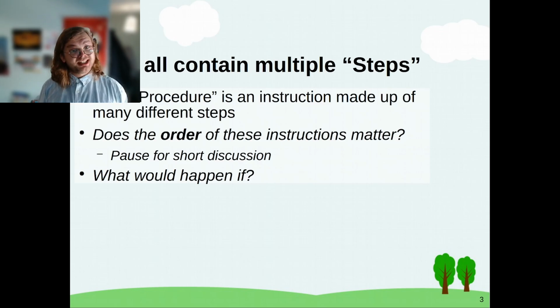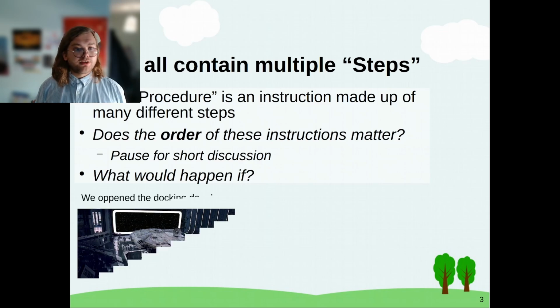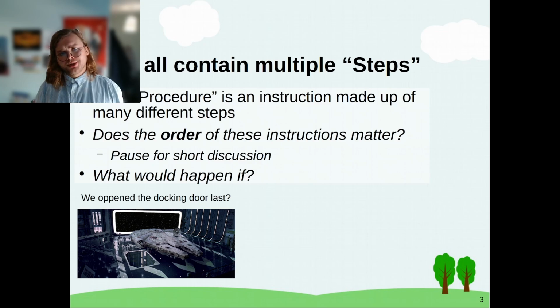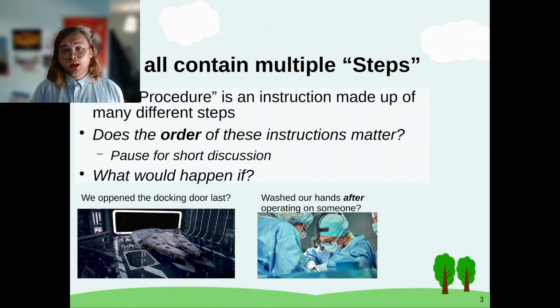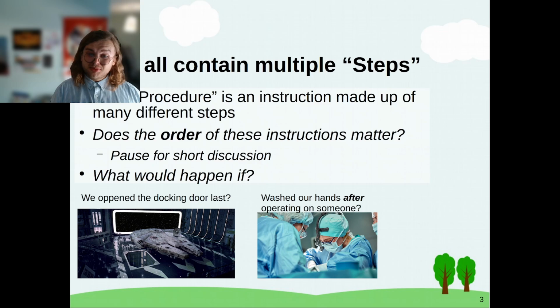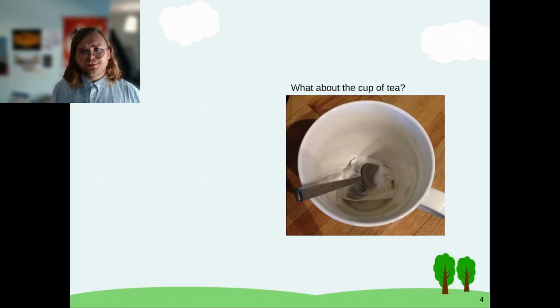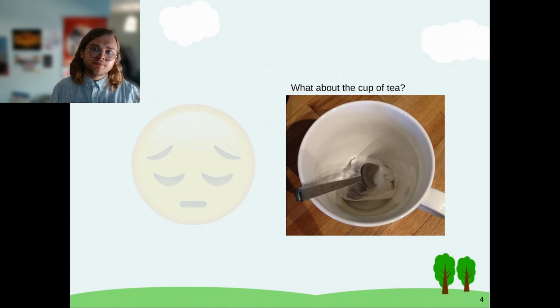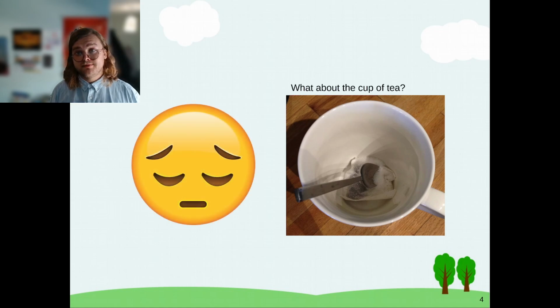Now, the next question is, does the order of these instructions matter? Right? So, for instance, what would happen if we opened the docking door last? Well, we'd probably annoy Chewie. Or wash our hands after operating on someone. We'd probably get their insides all horrible and dirty. Right? And you might be thinking, well, what about the cup of tea? What happens if we mess up the order of the cup of tea? We'll still get one. Well, yes, but you'll make me very, very sad.